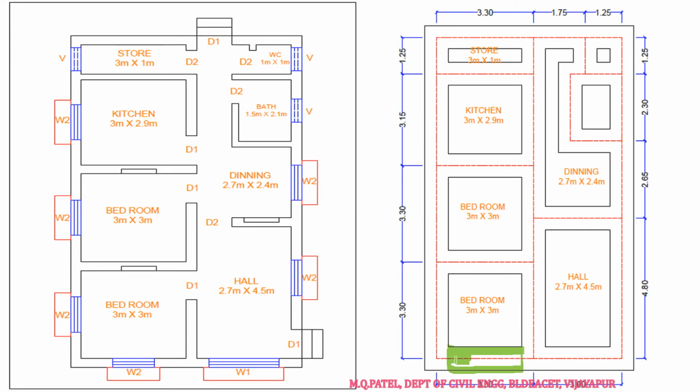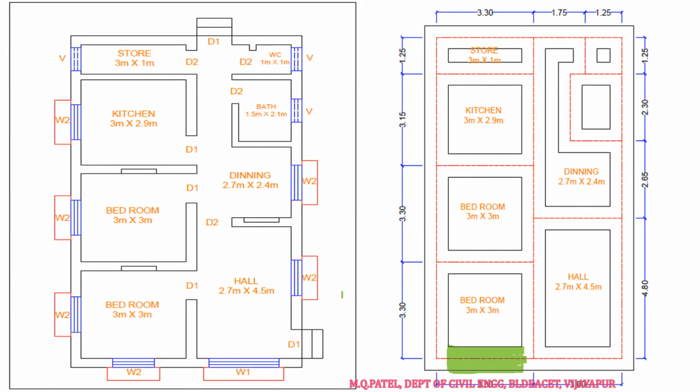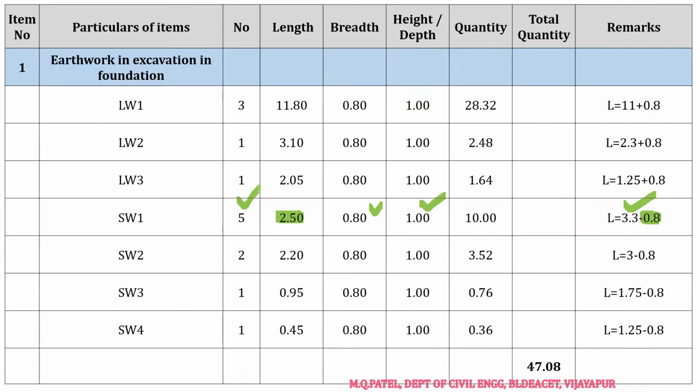So that is what is required for us. Therefore 3.3 minus 0.8, right? So we will be getting the length as 2.5 meters. Breadth and depth will remain the same, no problem. Then next, if you see this wall length, this and this, they are of the same length, right? Therefore I can take it as 5 numbers. So this is over now.